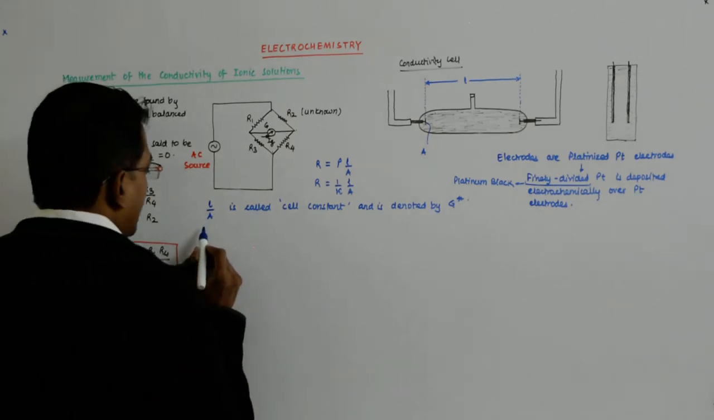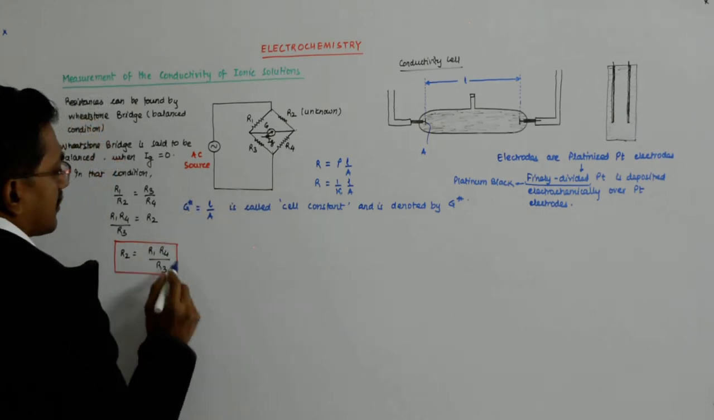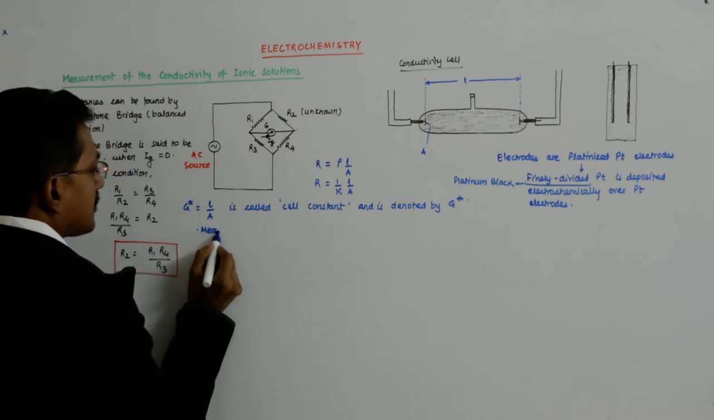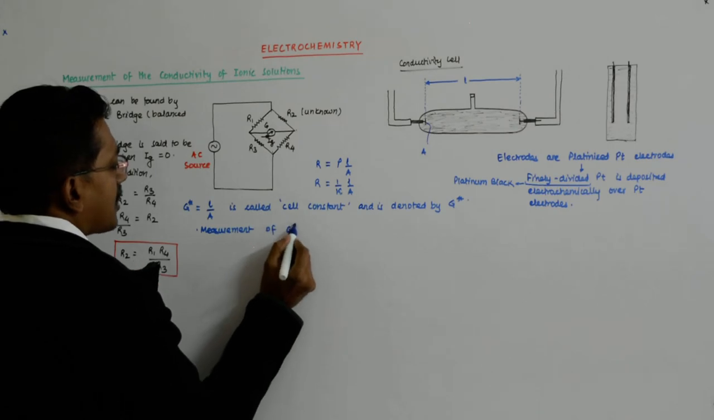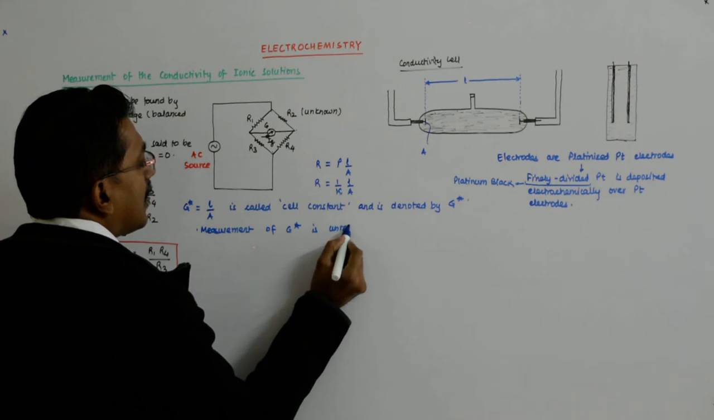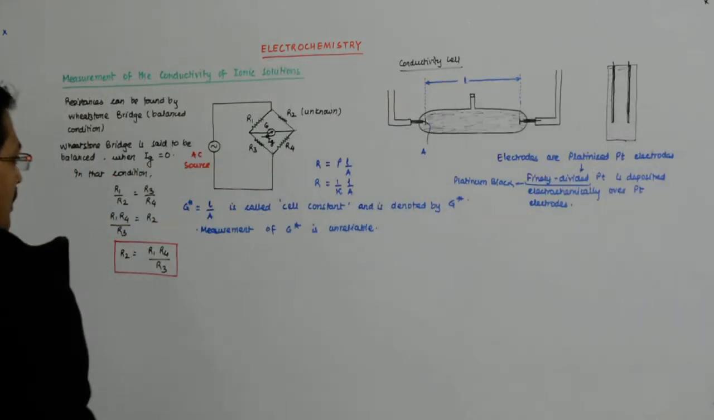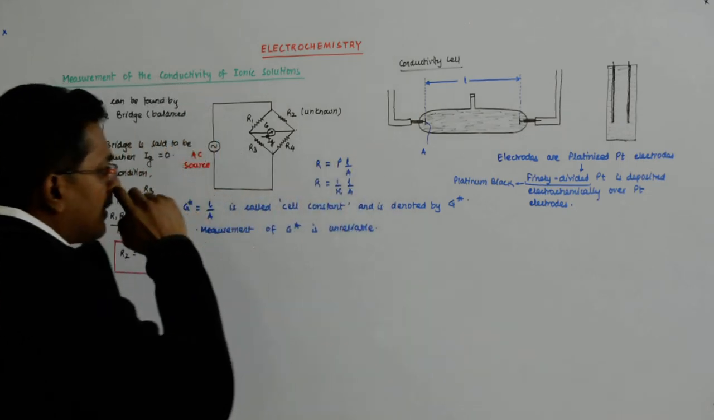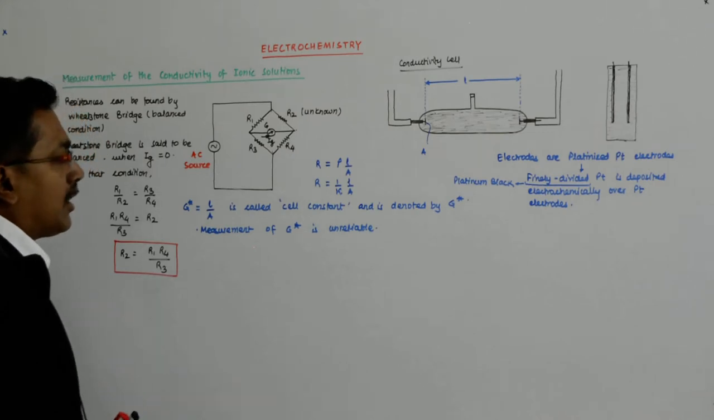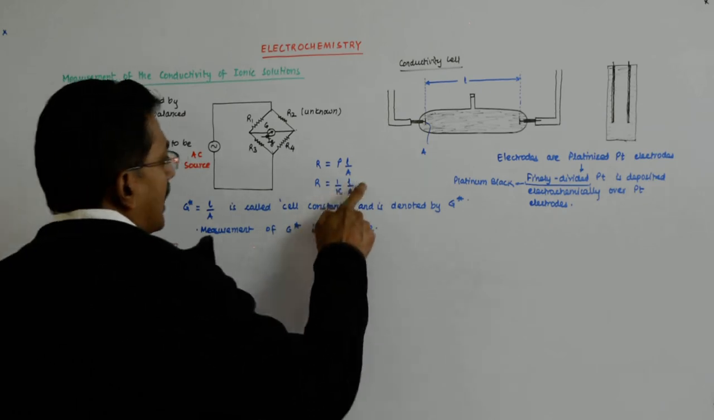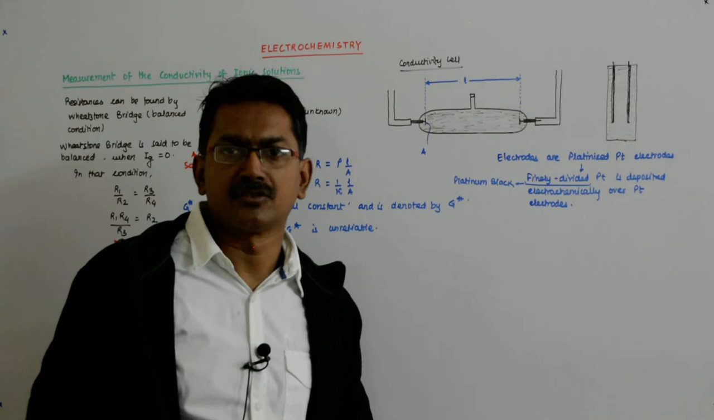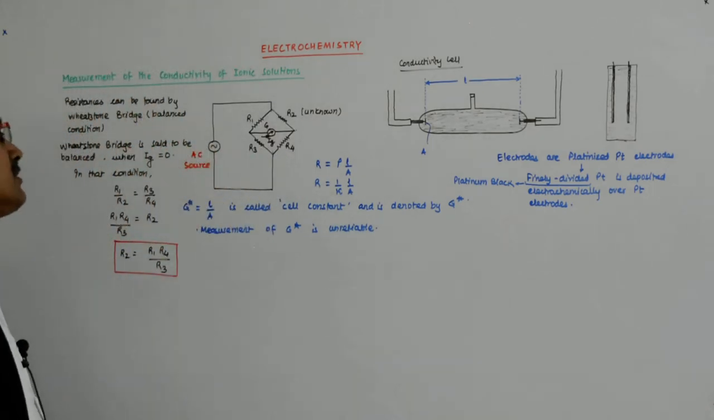Now measurement of G star is unreliable. It's not that reliable. So what do we do? If this is unreliable, then what do I do? I have no way out. Then I'll always be measuring a faulty conductivity or resistance of the conductivity cell. But there is somehow a way out.